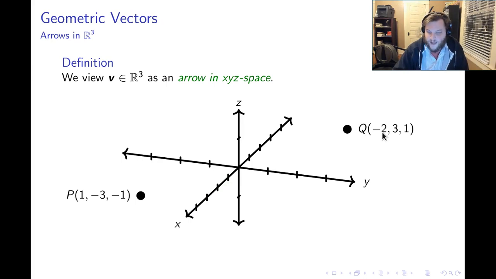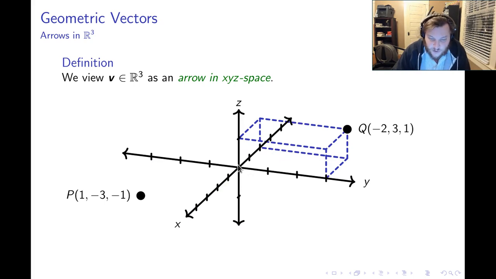This is the location -2, 3, 1. To get to this point in space, we should go 2 units in the negative x direction. Then we should go 3 units in the positive y direction, and then we go up 1 unit, or 1 unit in the positive z direction. So here we just have 2 locations sitting inside of 3 space.